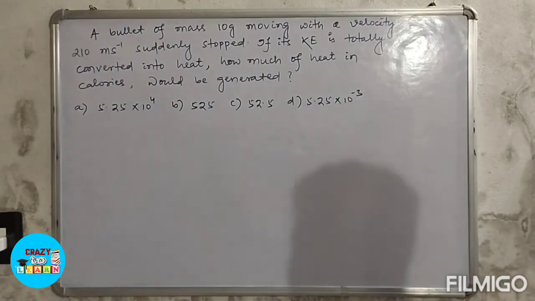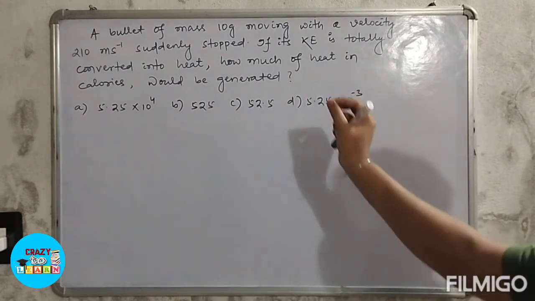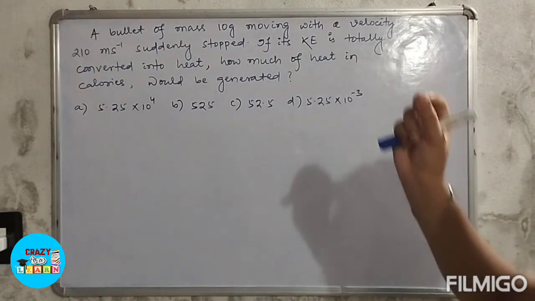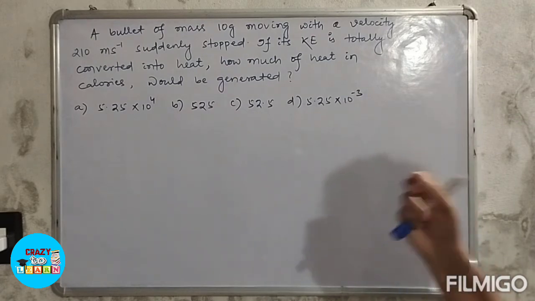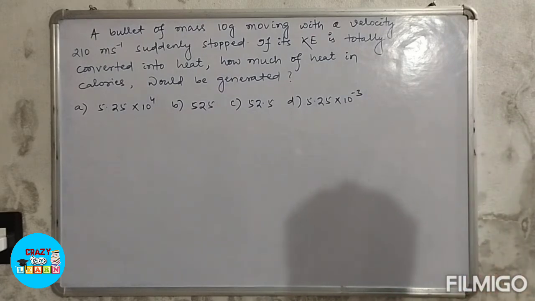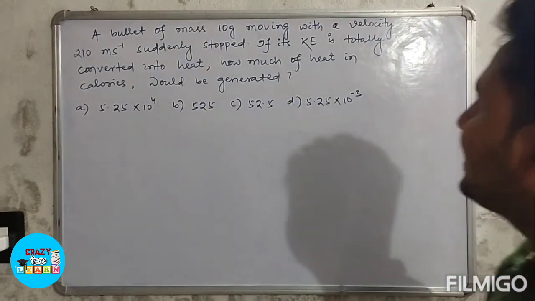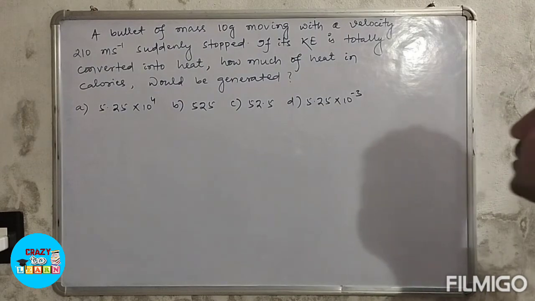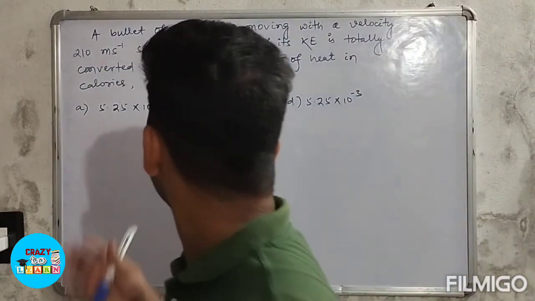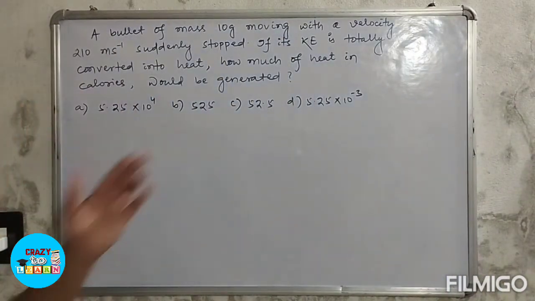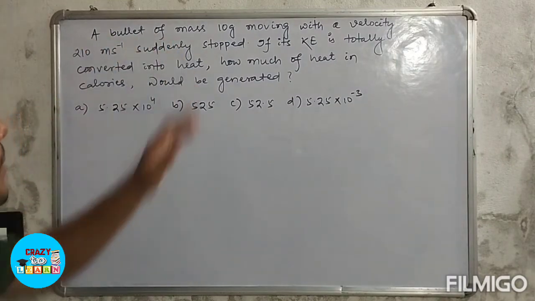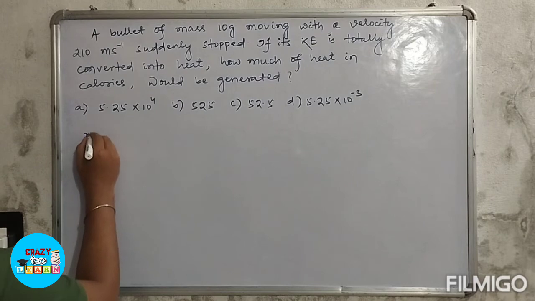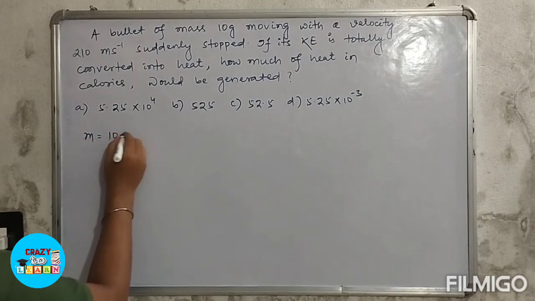Our next question: a bullet of mass 10 gram moving with a velocity of 210 meter per second suddenly stopped. Its kinetic energy is totally converted into heat. So how much heat in calories would be generated? Options are given to you. So what is given to you? The mass of the bullet, mass is equal to 10 gram.